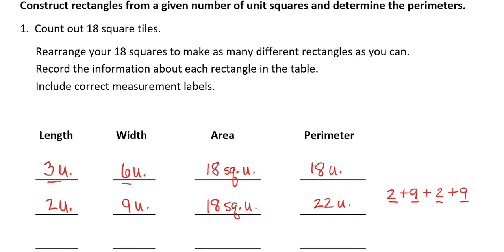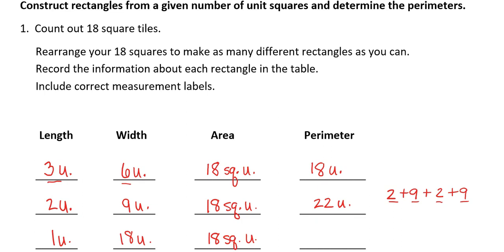My last rectangle is one long rectangle that has a side unit of 1 unit and a top measurement of 18 units. So this would be a 1 by 18 rectangle. And we can record those measurements. So this time the length was 1 unit, the width was 18 units. The area would be 1 times 18, or again, 18 square units.